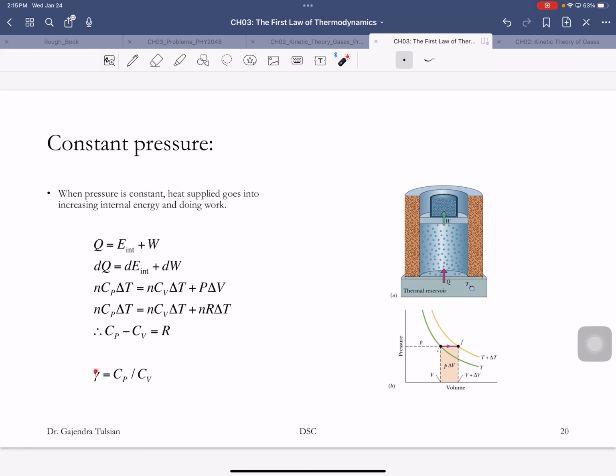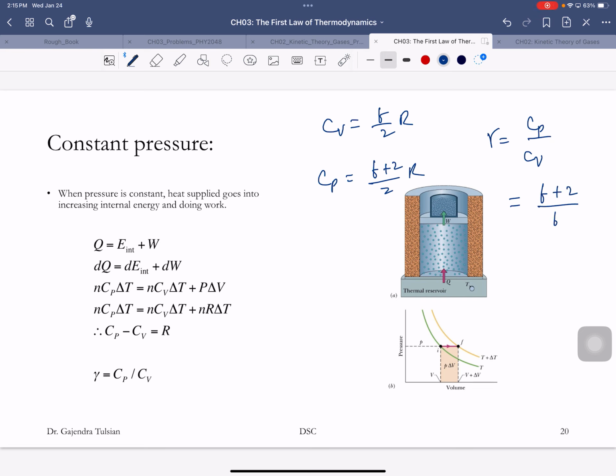This ratio is extremely important, and you encounter it often, so they give it a special symbol, gamma. It's the ratio of specific heats. Remember, Cv was F by 2 R. Cp is F plus 2 divided by 2 R. So gamma is Cp by Cv, and it's equal to F plus 2 divided by F, which is 1 plus 2 over F.